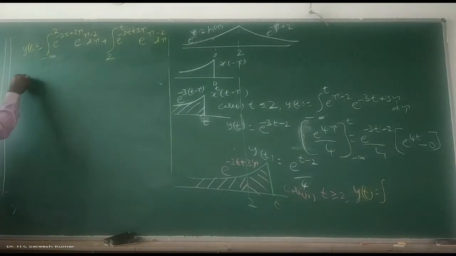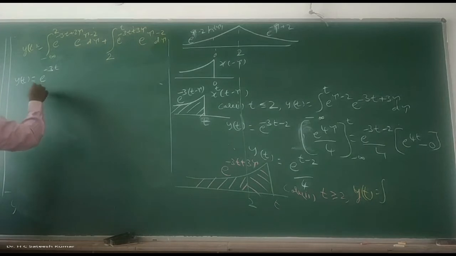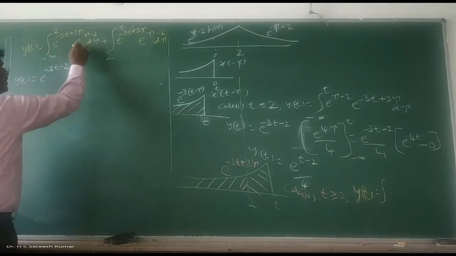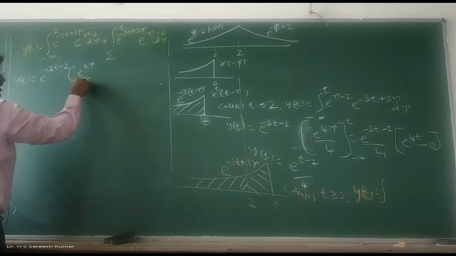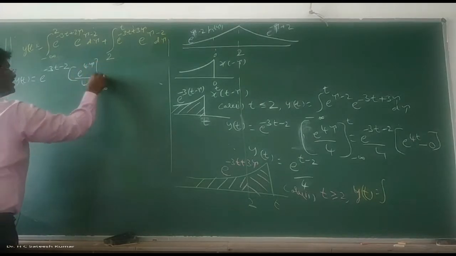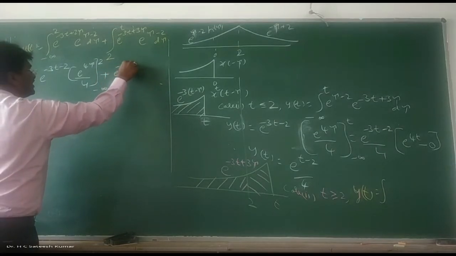Okay, right. Now what you should do? y of t is equal to, same method, constants you can, e to the power of minus 3t and e to the power of minus 2 are constants because integration is with respect to tau. e to the power of minus 3t minus 2, integration of e to the power of 3 tau into tau means e to the power of 4 tau. e to the power of 4 tau integration is 4 tau divided by 4 between the limits minus infinity to 2 plus e to the power of minus 3t minus 2.